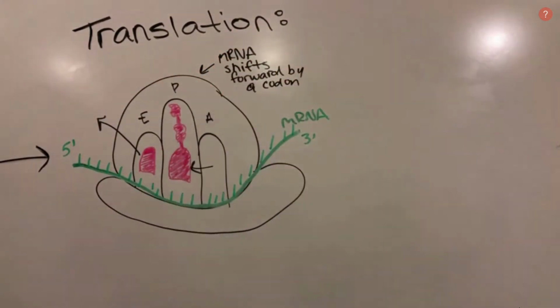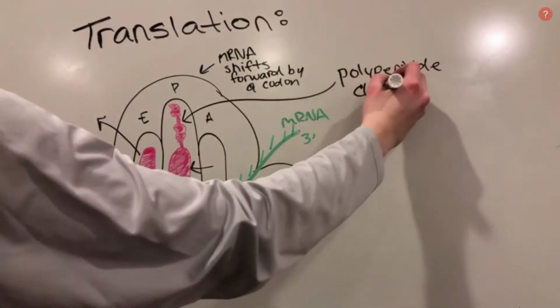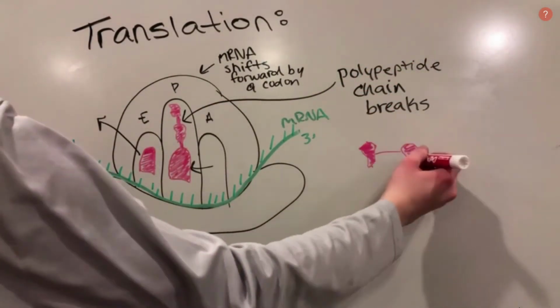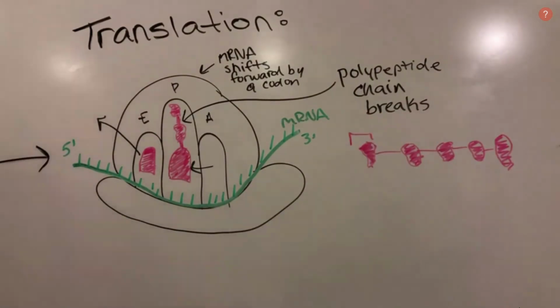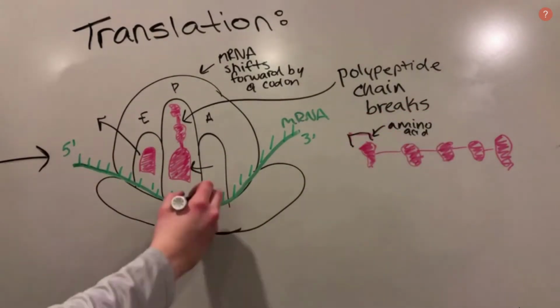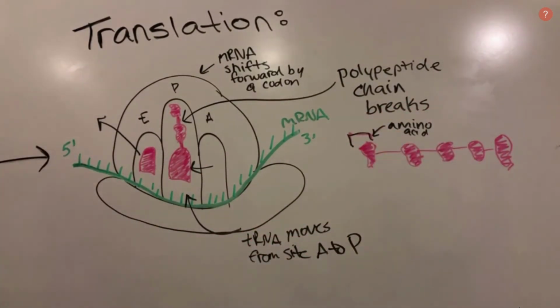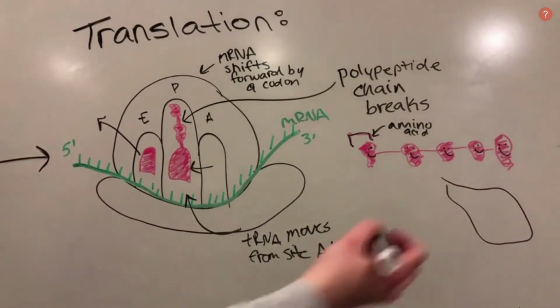Once the tRNA at the P site has lost its amino acid, it moves over to the E site, where it will be discharged from the ribosome, and the tRNA at the A site will move over to the P site in order for the process to repeat again.